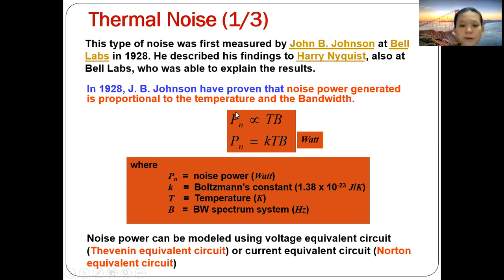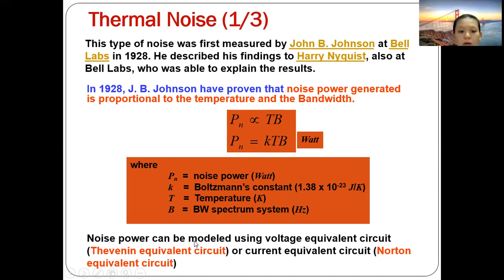So we have the formula Pn proportional to T, the temperature, and B, the bandwidth. And Pn here is the noise power in watts. So it's equal to kTB, where k is a constant, the Boltzmann constant, which is 1.38 times 10 to the power of negative 23 Joule over Kelvin. T is the temperature in Kelvin. B is the bandwidth of the system in Hertz.